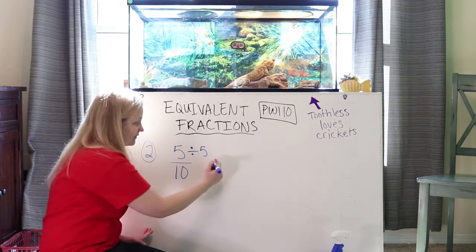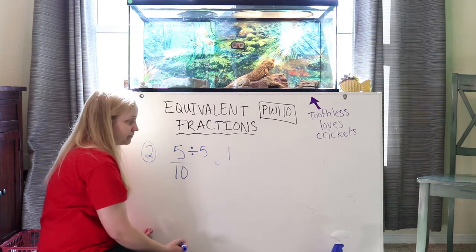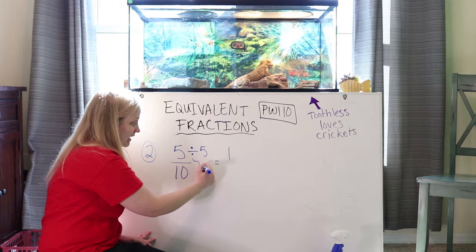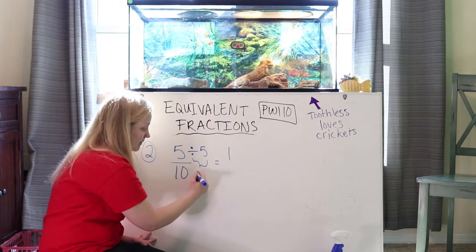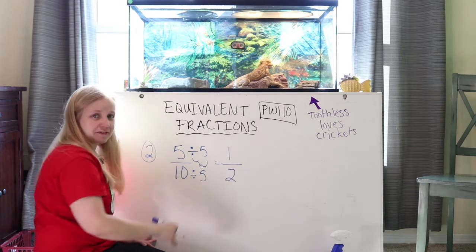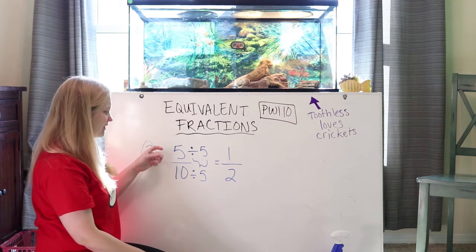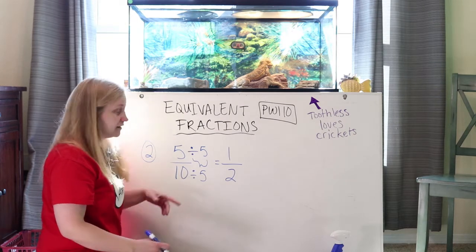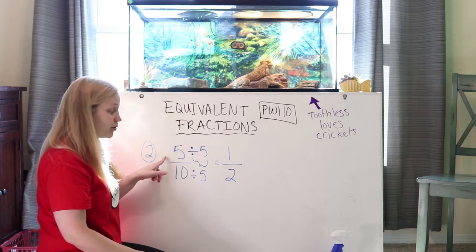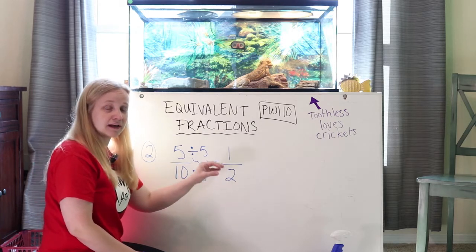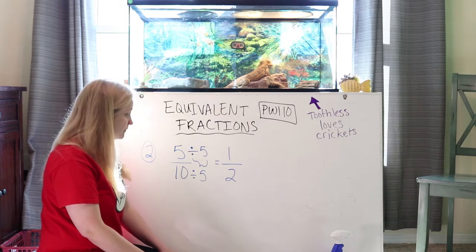5 divided by 5 equals 1, because anything divided by itself is 1. I'm going to do the same thing that I did from the top on the bottom. 10 divided by 5 equals 2, 1/2 again. And that makes sense because when I look at this, if I said I have 5 out of 10 parts, I know I have half of the parts. So 1/2 is the same or equal to 5/10. But this one is in simplest form because I cannot divide any more.